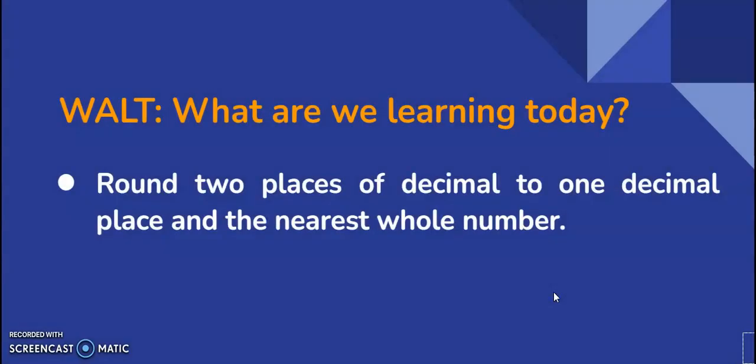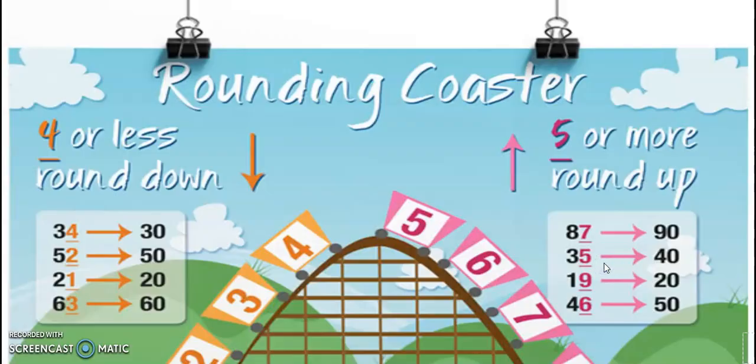So what are we learning today? Today we will learn to round two places of decimals to one decimal place and the nearest whole number. Here, students, it's very important to remember that we can round decimals to a certain accuracy or number of decimal places. It is used to make calculations easier to do and results easier to understand when exact values are not important. Let's begin with recalling the rounding off rules from our previous lesson.